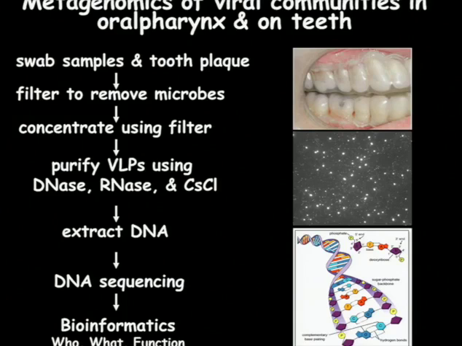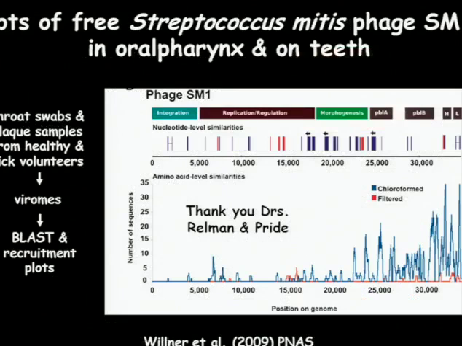All right, so we're going to do the same thing on your teeth. We're just going to go in and scrape off some of the plaque. We're also going to take some oropharyngeal samples, isolate the viruses, sequence the DNA, and ask what's going on. When we do this, what we find is that in healthy people there's a whole bunch of this Streptococcus phage SM1, okay? And this is just really common. This is the genome going across here, and these are the different places where we found hits to it and so forth.